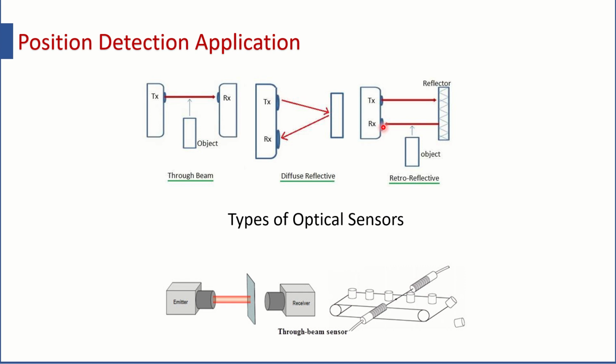Now why is it oblique? Because unless it is oblique in nature, it will not be reflected. So it gets reflected, and then it is reflected to the receiver, and the receiver generates the signal.